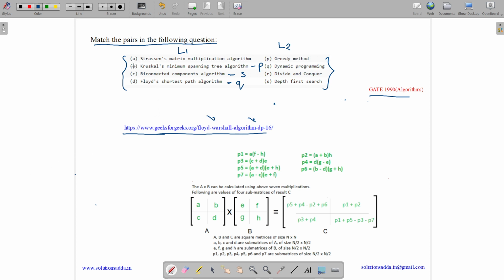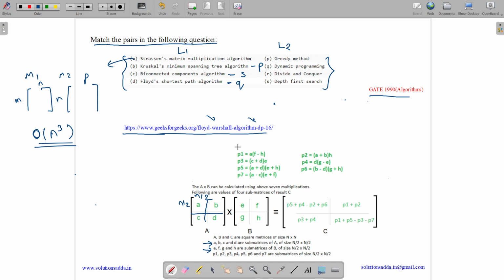Now let us see the next option, A. Option A is Strassen's matrix multiplication. Suppose we have two matrices M1 of size M cross N and M2 of size N cross P, and we need to multiply them. What is the complexity? If we do it by 3 loops, then the complexity comes out to be order of n cube. But we have a better solution. Suppose we divide A into 4 parts A, B, C and D of size n by 2 cross n by 2. All of A, B, C, D have sizes n by 2 cross n by 2, and E, F, G, H also have sizes n by 2 cross n by 2.